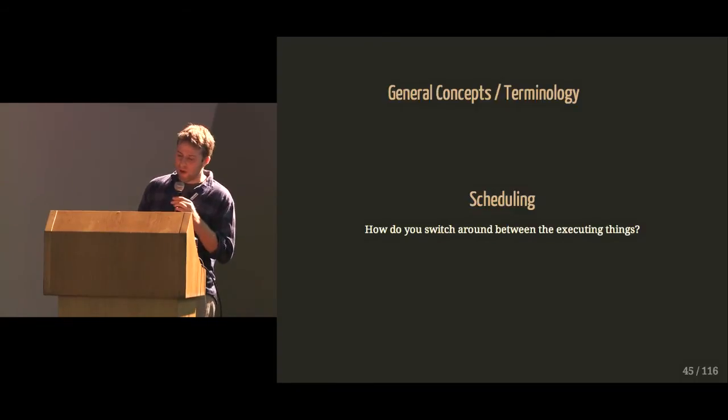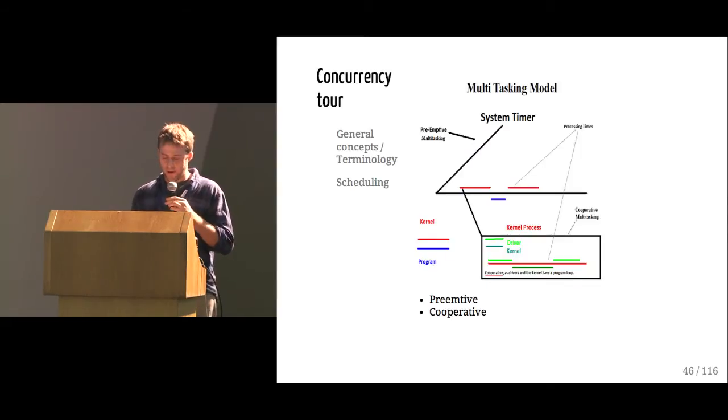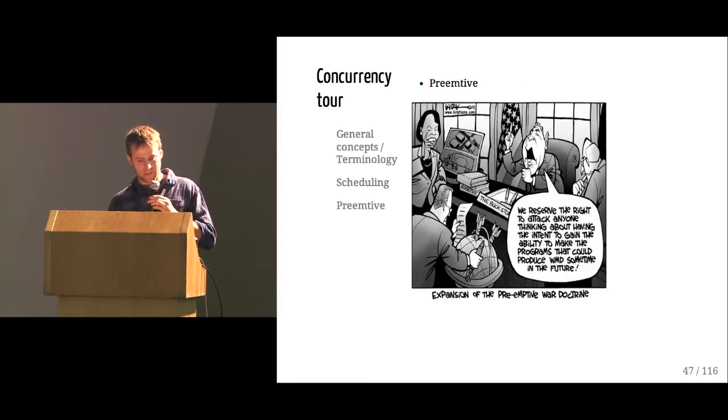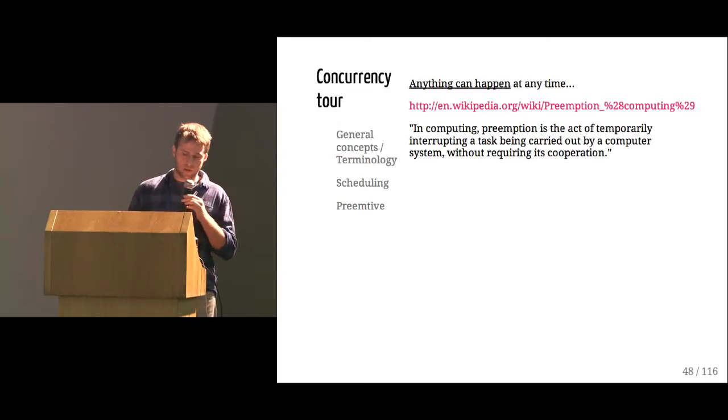So scheduling. We have these executing things, processes and threads, which I'm going to refer to now as an executing thing. And these executing things need to be scheduled. So how do they run? When do they run? There's really only two ways that this is usually done: the preemptive way, and the cooperative way. The preemptive way is basically saying we reserve the right to attack anyone at any given time. So basically anything can happen. You have one thing that's running, and then who knows what happens, who knows how long has passed, something else gets invoked immediately. Interrupts are preemptive, and scheduling threads in the operating system is preemptive. That's preemption.